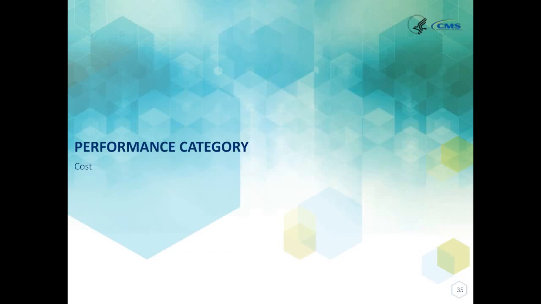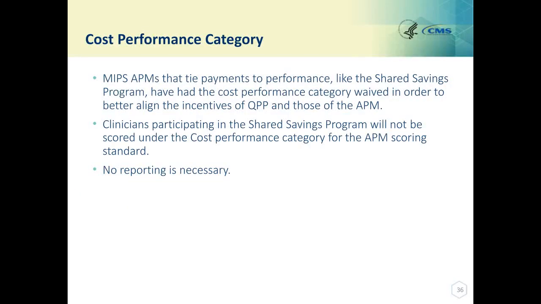And finally, the cost performance category. Next slide. MIPS APMs that tie payments to performance, such as the Shared Savings Program, have the cost performance category waived in order to better align the incentives of QPP with those of the APM. Therefore, clinicians participating in the Shared Savings Program will not be scored on the cost performance category under the APM Scoring Standard. Because of this, no reporting is necessary. And next slide.